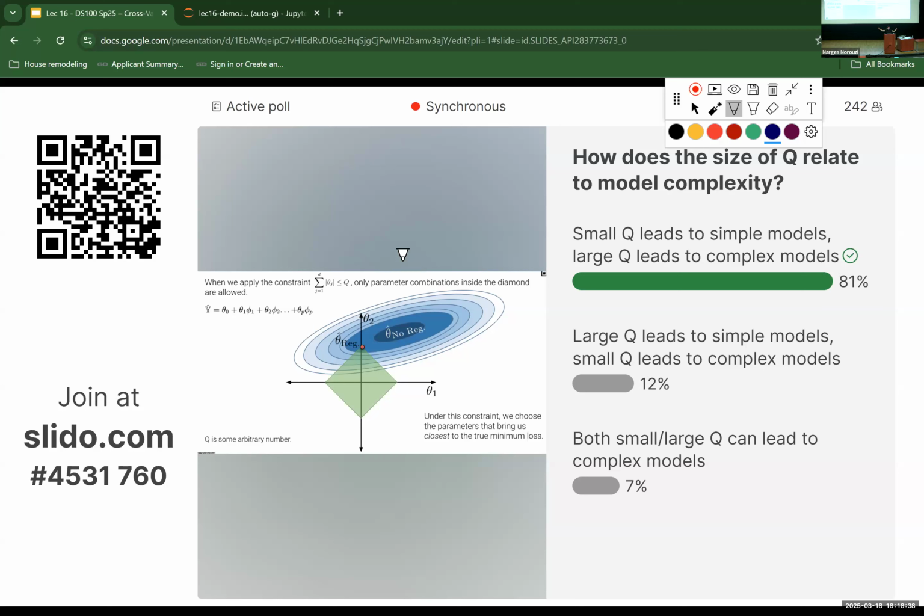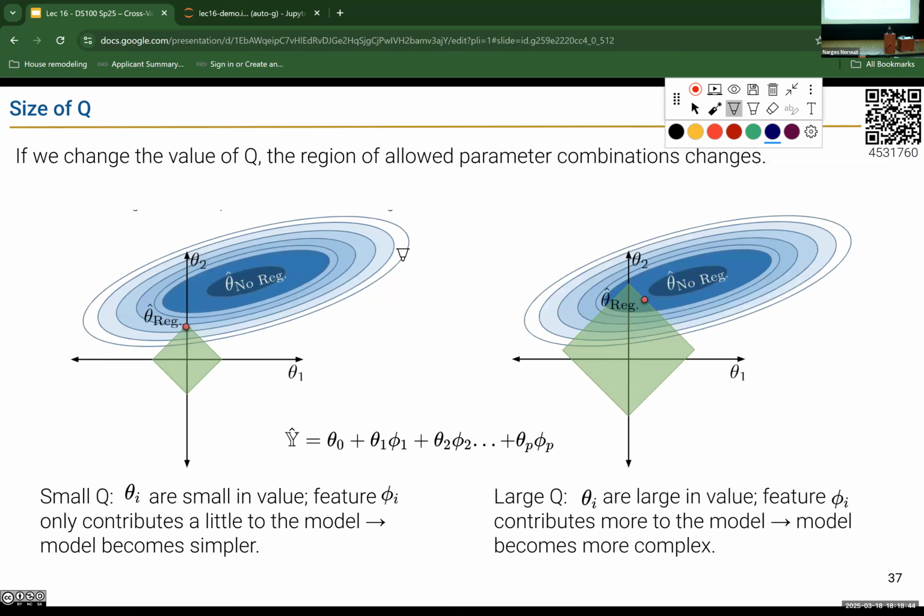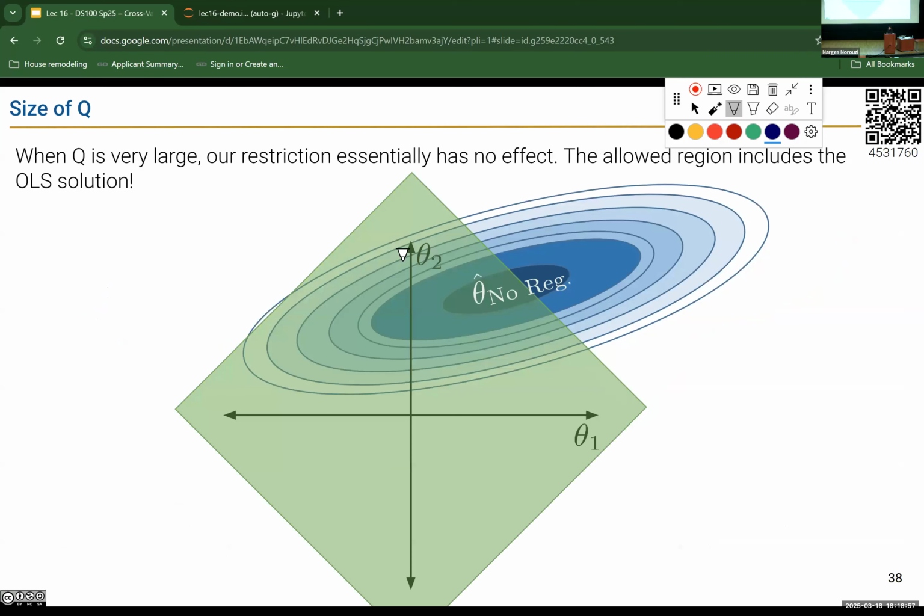So it might be as if you did not have any real budget for it, because the budget was very large. That's the effect that we're seeing. When we have a small Q, when the budget is small, the model is going to be simple. When it's larger, the model is going to get more complex.